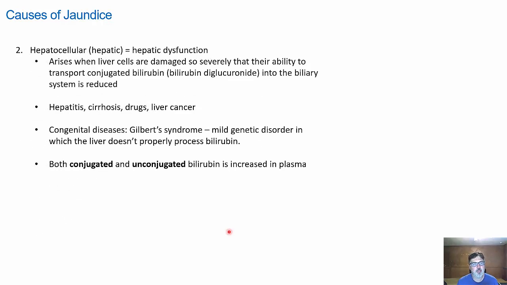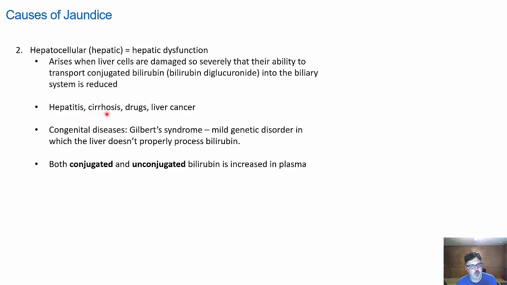So there's a little bit of hemolytic anemia. You could also have hepatocellular or hepatic. In this case, not anemia, jaundice, my bad. With hepatocellular jaundice, this is due to hepatic dysfunction. So the cells are not working properly. When the liver cells are so damaged that they cannot transport the conjugated bilirubin into the biliary system, that's going to impair their ability, causing this type of jaundice.